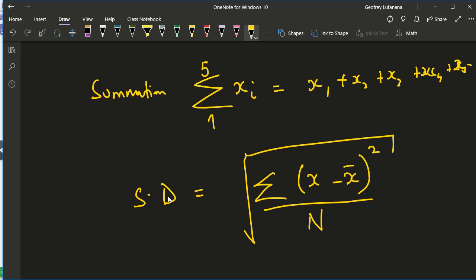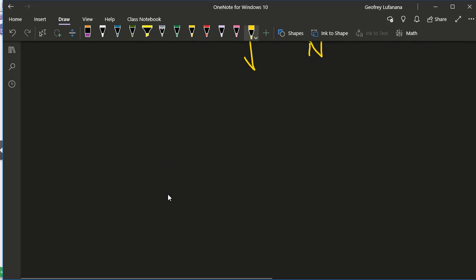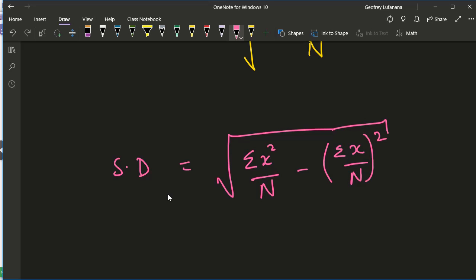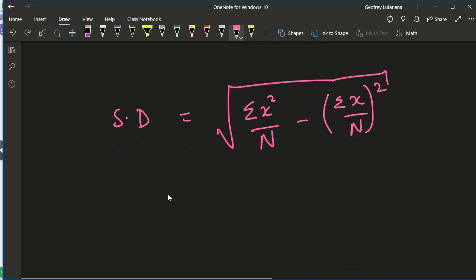This same formula can be written to look like this, which is basically an expanded form: standard deviation equals the square root of summation of x squared over n, minus summation of x over n, squared. What do each of these terms mean?